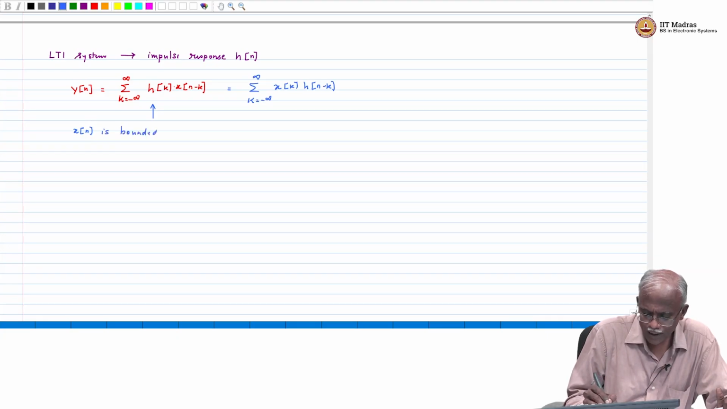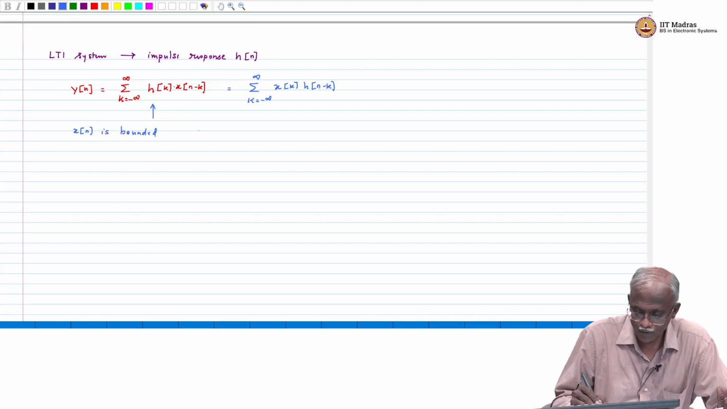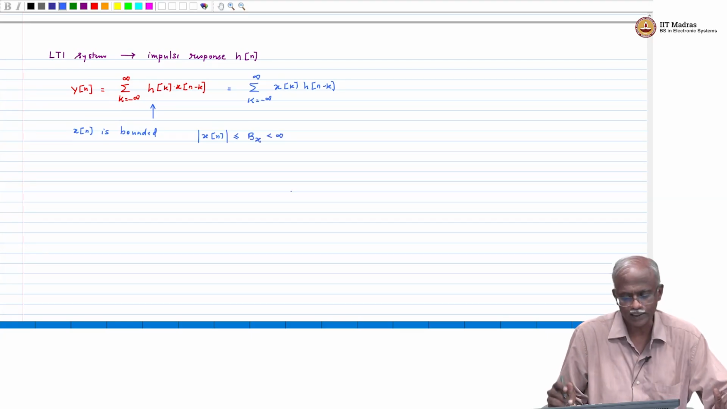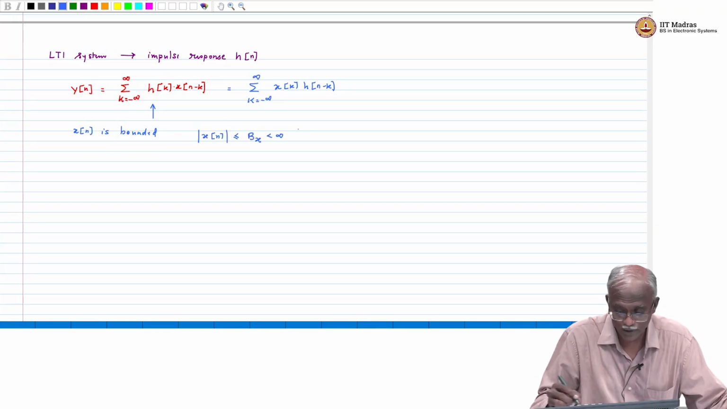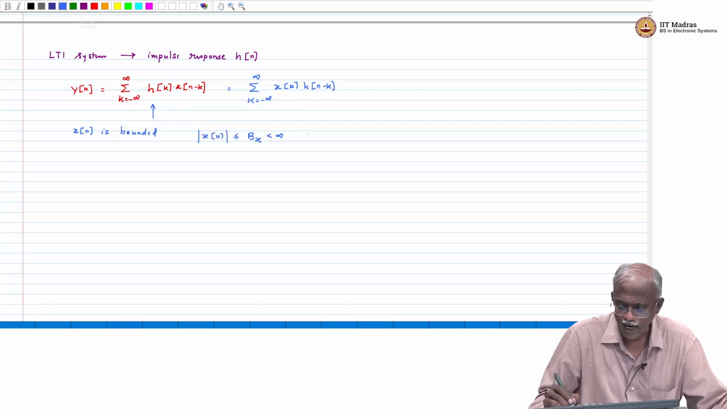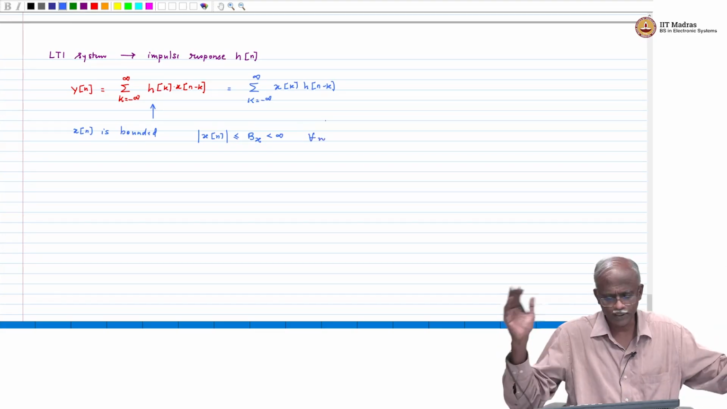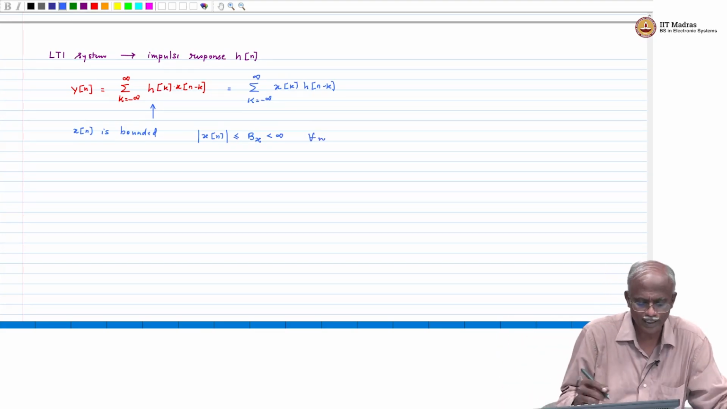Okay, x of n is bounded. That means mod x of n is less than or equal to some constant which is less than infinity, some finite value b of x, and all input samples are bounded by this value, and this holds for all values of n equal to minus infinity to infinity. This condition will be satisfied.